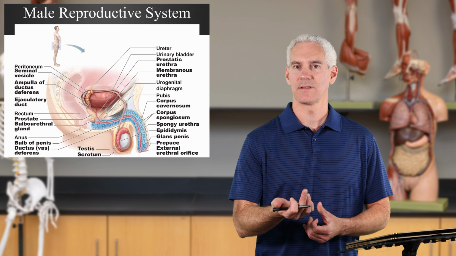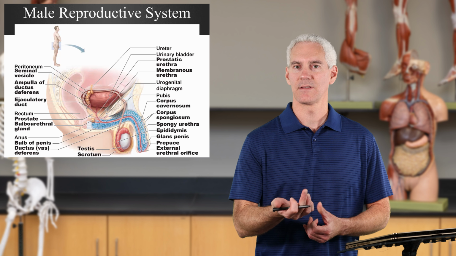We then have the glans penis, which basically is the end of the penis, or the head of the penis. At that point, you can also have the external urethral orifice. That's the opening to the urethra. That's where urine and semen both will exit the body.